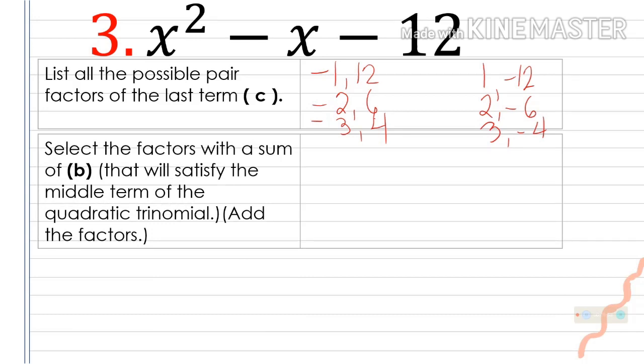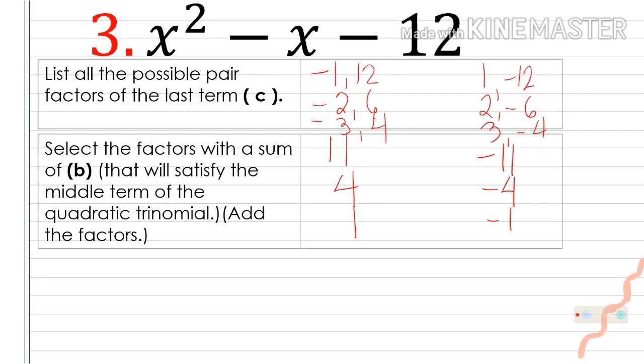Next, just like we have done on the first and second examples, select the factors with the sum of b. Okay? So let's try. Let us just add the given factors from the first step. Negative 1 plus 12 is 11. Then negative 2 plus 6 is 4. Then negative 3 plus 4 is positive 1. Then 1 plus negative 12 is negative 11. Then 2 plus negative 6 is negative 4. And this one, 3 plus negative 4 is negative 1.